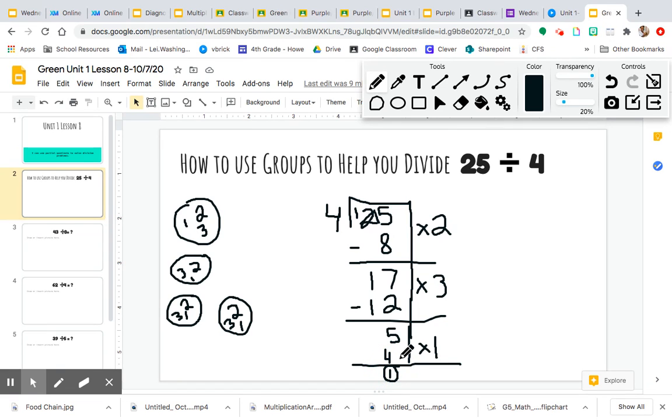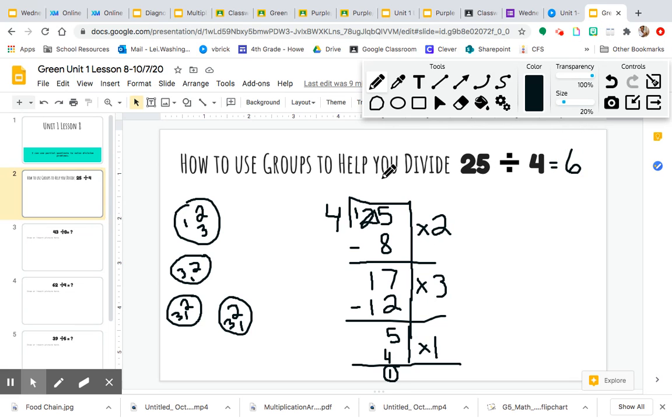But the question was, if I have 25 apples and I give them to 4 friends equally, how many apples does each friend get? I'm going to look in my circle and see. First, I gave everybody 2. I didn't give away all my apples, so I kept giving apples out. Then I gave everybody 3. Then I gave everybody 1. So in total, I gave away 2 plus 3 plus 1. I gave each person 6 apples.